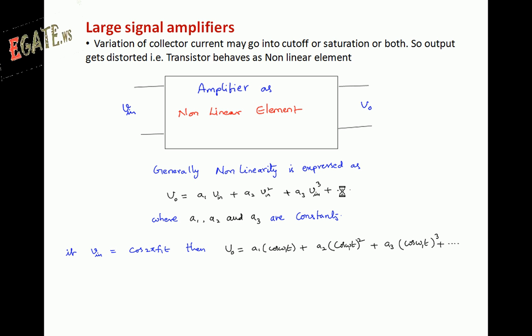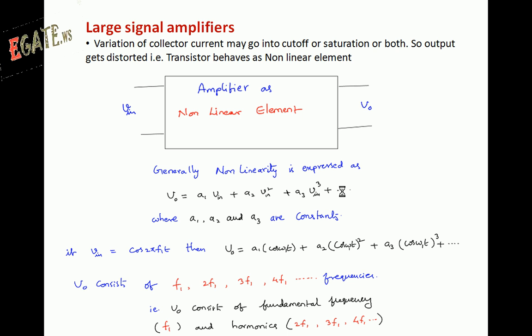Similarly cos cube consists of 3 omega, and similarly 4 omega, 5 omega, like that you also get frequency components. So the output consists of integer multiples of the fundamental frequency f1 along with f1, that is V0 consists of f1, 2f1, 3f1, 4f1. So we can say V0 consists of the fundamental frequency f1 and harmonics. Harmonics are nothing but integer multiples of the fundamental frequency, that is 2f1, 3f1, 4f1. Because of these harmonics the output gets disturbed, that is, there will be distortion in the output signal.